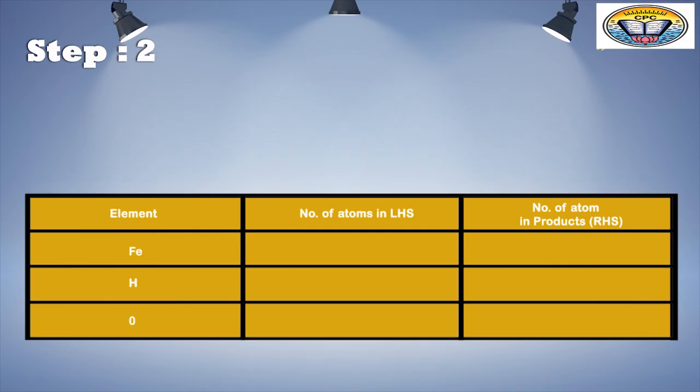The number of atoms in the reactants: iron 1, hydrogen 2, oxygen 1. Now moving on to the product side: iron 3, hydrogen 2, oxygen 4.